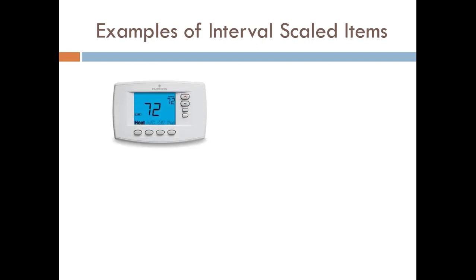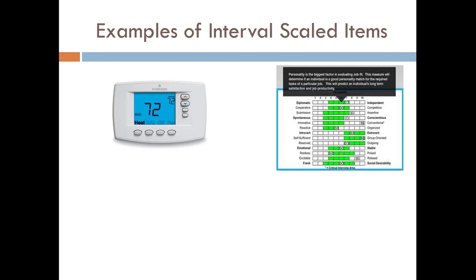Remember, interval scaled items not only categorize and rank order items, but they also have equal intervals. However, it does not have an absolute zero. An absolute zero is when a measurement of zero can be linked to an instance of a variable, and the presence of that zero means that there is an absence of the variable.